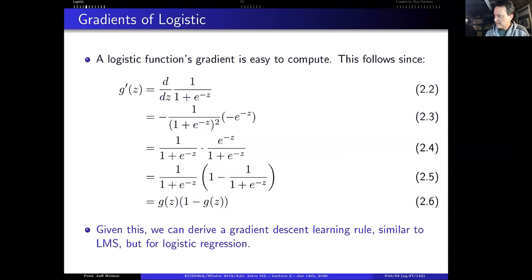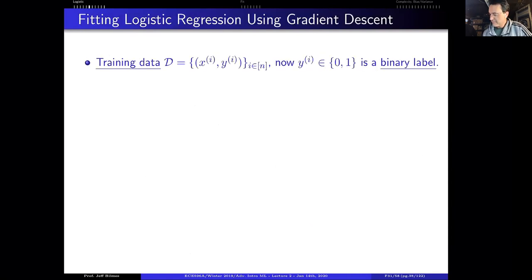And from this, we can actually define various different gradient descent rules. In fact, the famous backpropagation algorithm for neural networks was derived with a logistic function initially. What we're going to do here, however, since we're only talking about logistic regression and not a neural network, is derive a gradient descent learning rule, which is similar to the gradient descent that we already saw for the linear least squares model, but for logistic regression. And we're going to find something very interesting and similar to linear regression.